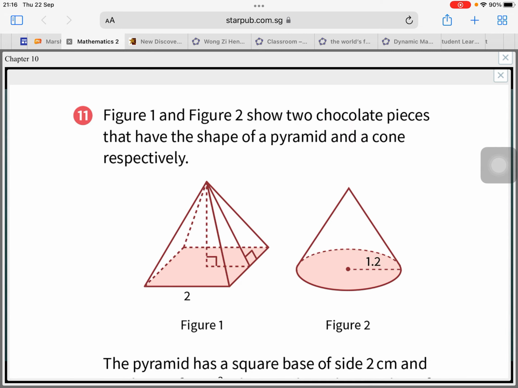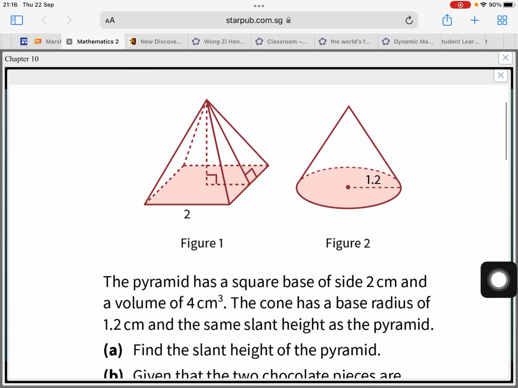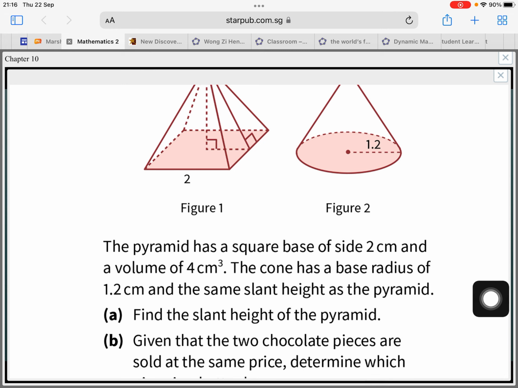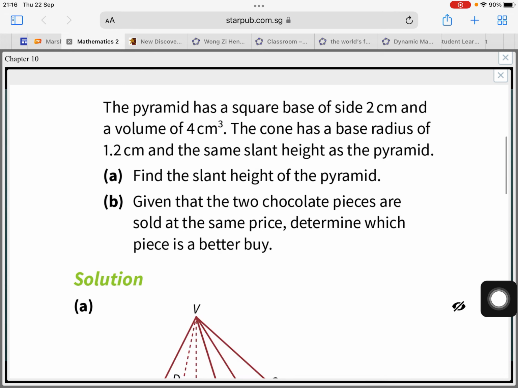Let's start with question 11. Over here, figure 1 and figure 2 show two chocolate pieces. They have the same shape of a pyramid and a cone respectively. So this is a pyramid, this is cone. They tell us that the pyramid has a square base of side 2 cm and volume of 4 cm cube. The cone has a base radius of 1.2 and the same slant height as the pyramid. So first, I ask you to find the slant height of the pyramid. How do you find the slant height for the pyramid?